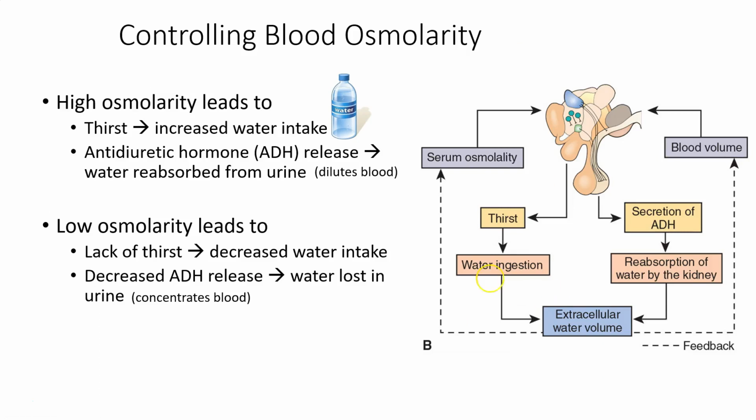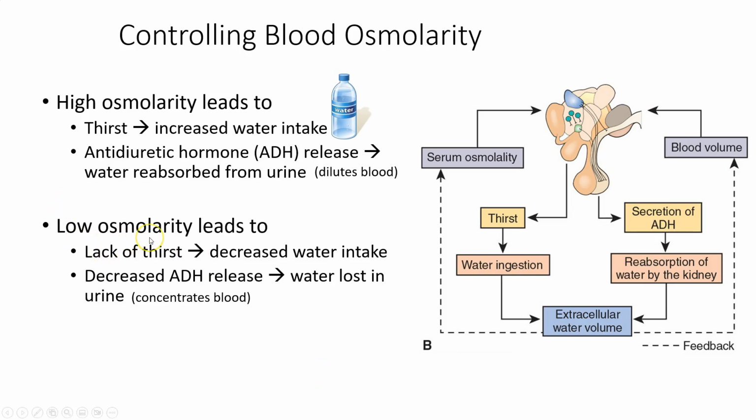So this is how this works. If your blood has a high osmolarity, so there's a lot of solutes, maybe you're dehydrated, that is going to stimulate your thirst mechanism, and that's going to drive you to drink water. That will then increase your extracellular water volume and decrease that serum osmolality. At the same time, that is going to signal the release of your antidiuretic hormone from that posterior pituitary. ADH is going to travel to the kidney, where the kidneys are going to hang on to more water. And again, that's going to dilute that blood and decrease that osmolarity.